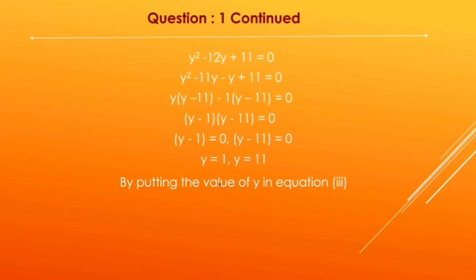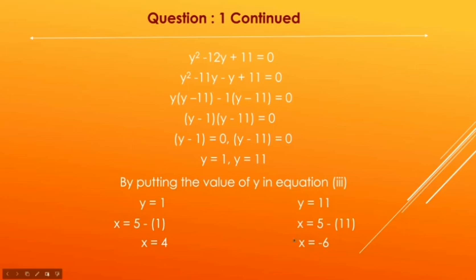Now we have two values of y, so we must have two values of x. We will put these two values in equation number 3. Our equation number 3 was x = 5 - y. If we put 1 here, we will get x = 4, and if we put 11 here, we will get x = -6.